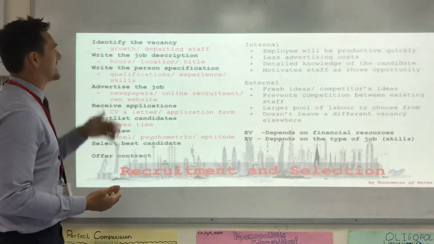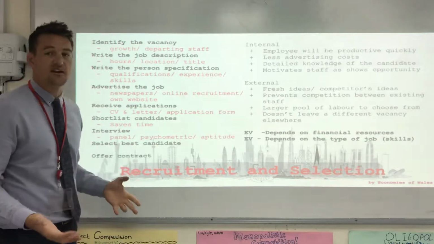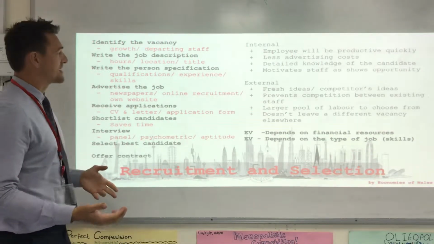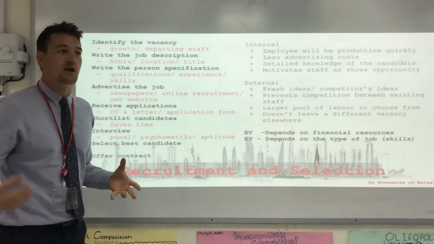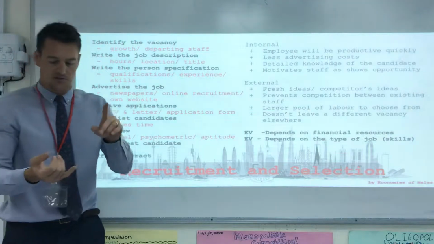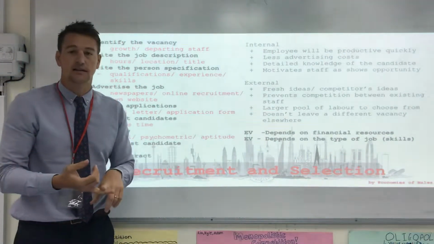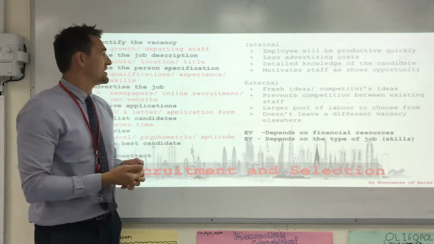The first thing a company needs to do, which students often miss off, is actually identify there's a vacancy. Why would there be a vacancy? Well, I can think of two reasons. Your company's getting bigger, so you're making new jobs. We're like, right, we need people if we're going to expand. Secondly, people leave. People leave because they retire, they resign, they're dismissed. Whatever the reason is, you need to replace them.